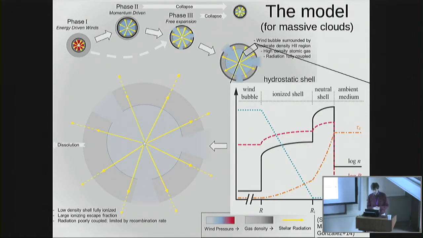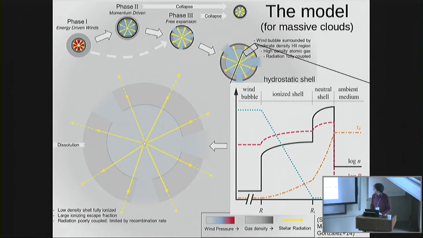So how do we model this? It is easy to know how much wind momentum is being input into the cloud, but it's hard if you're talking about radiation. So what we use is a hydrostatic shell approximation. We assume that the shell around the star cluster is in hydrostatic equilibrium, and then we can calculate how much radiation is actually being absorbed by the shell.